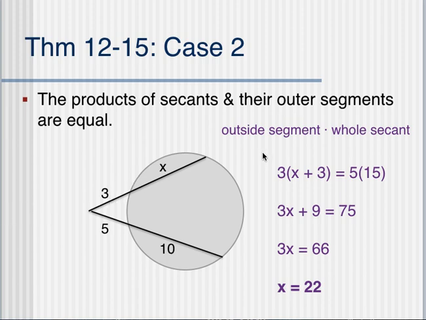So here the outside would be 3. The whole combo would be x plus 3. Multiply those together. For that second one, the outside is 5. The whole combo would be, when you add up 5 and 10, 15.